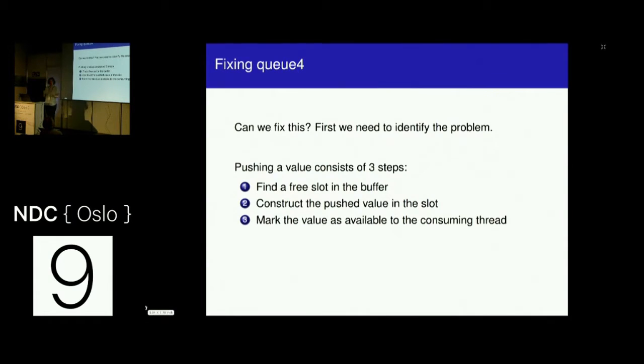Okay, so can we fix it? And to do that, we need to think about what the problem is that we're actually trying to address. The thing is that pushing a value has 3 steps. We need to find a free slot, we need to construct the pushed value in that slot, and we need to mark that value as available to whichever thread's going to consume the thing.